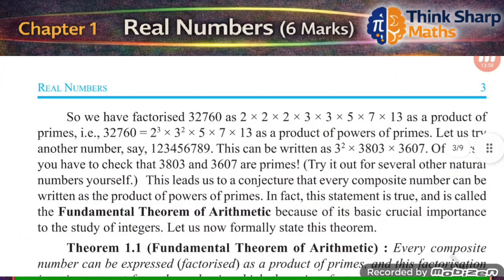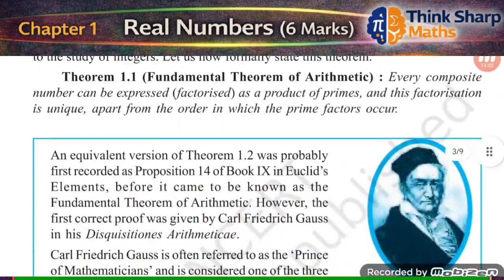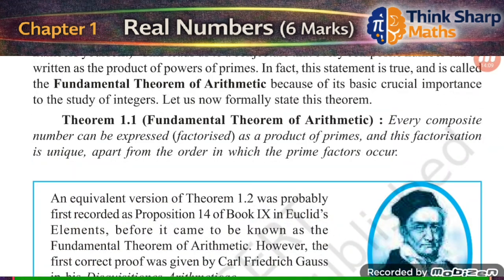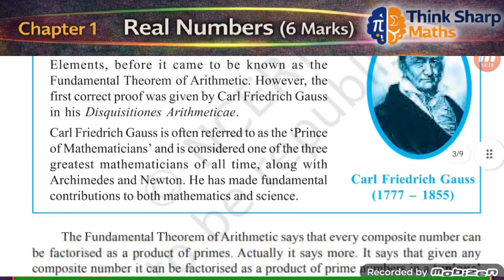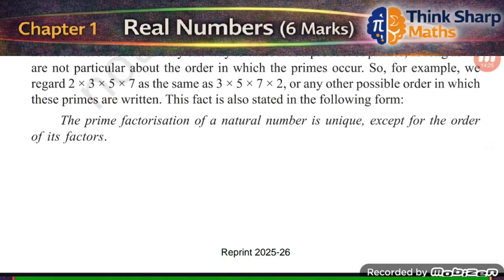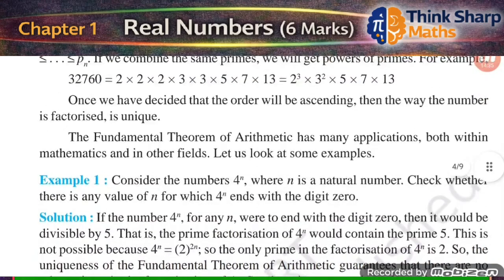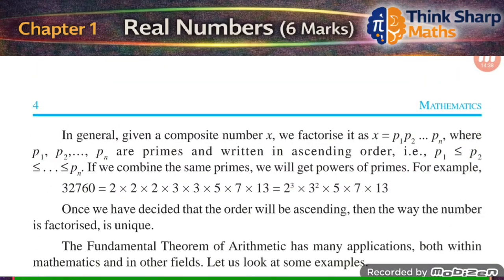Okay, and then we have seen how to write it in a way where we arrange it in ascending order. Then we have covered theorem 1.1, where it clearly says every composite number can be expressed as a product of primes, and this factorization is unique apart from the order in which the prime factors occur. Then we have seen a little bit about these mathematicians and scientists. Then we went through the statement that the prime factorization of a natural number is unique except for the order of its factors. Here they are using natural number, but I said it should be composite number. So we will go with the theorem statement.